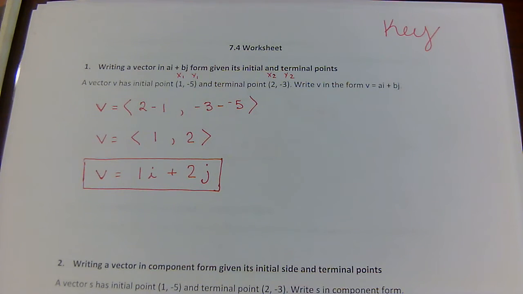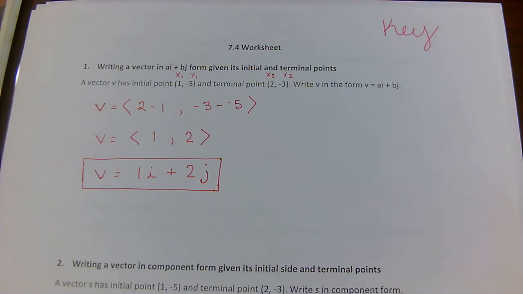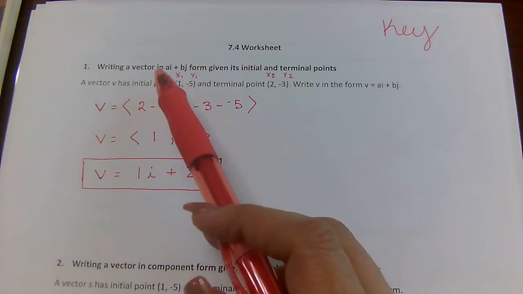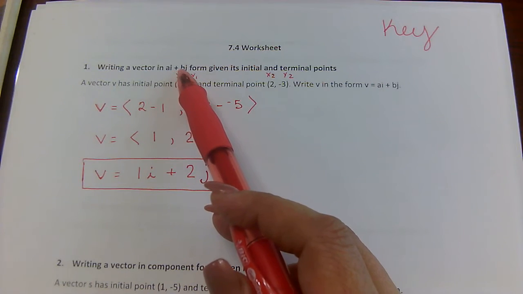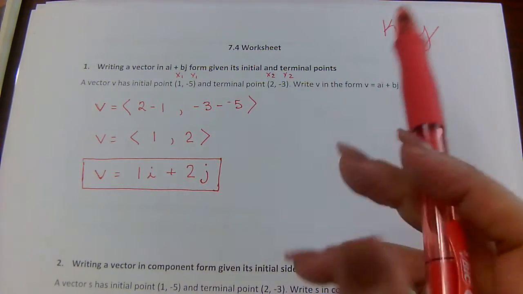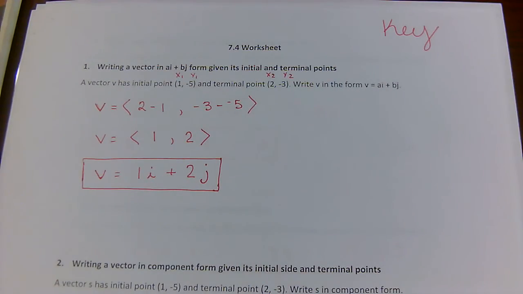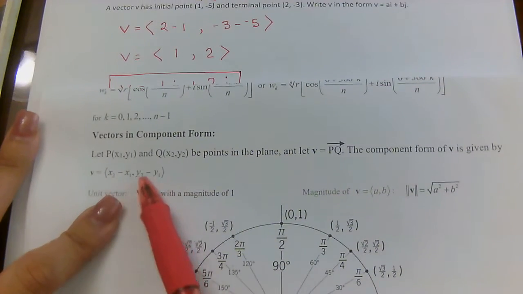Okay, in this video we're going to cover the walkthrough for the 7.4 worksheet. Very first question is asking us to write the vector in ai plus bj form given the initial and terminating points. So remember, when you go to your formula sheet, you actually have the formulas right here.